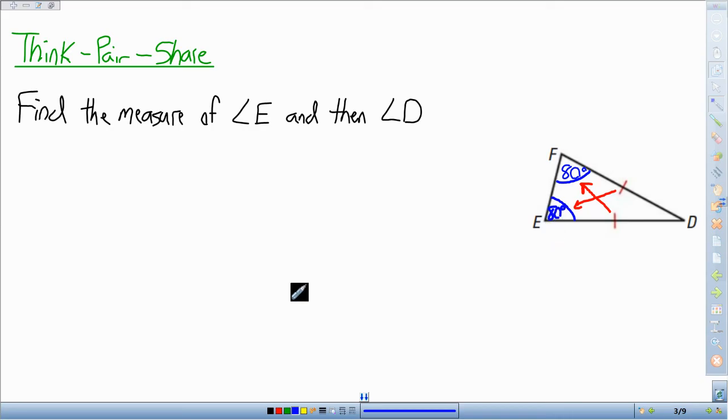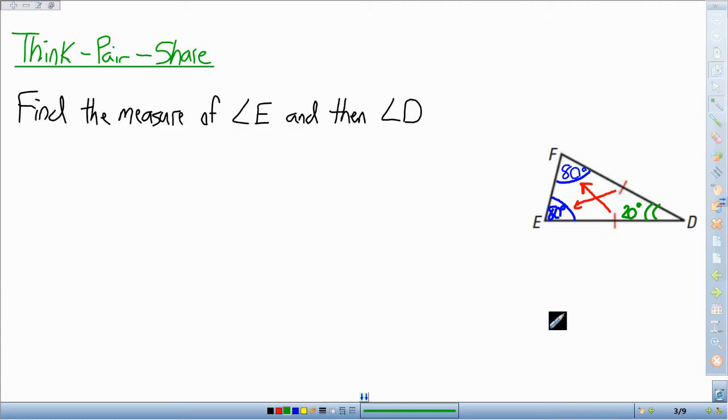Okay. Next question. If we now know these two angles, can we use them to find angle D? This angle right here. Well, if you guys remember, the three angles of any triangle always add to 180 degrees, right? So if this is 80 and this is 80, that would be 160 degrees. So that means angle D would have to be what? 20 degrees. So you can see we're still using the stuff that we learned in the past, but we're just adding more and more things.